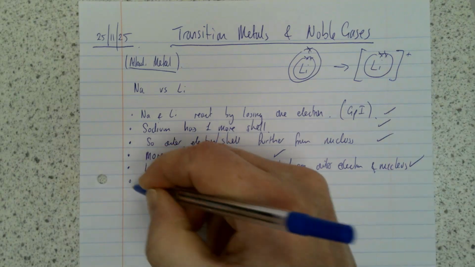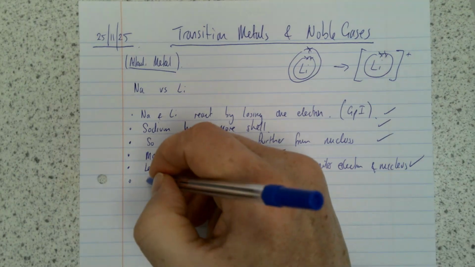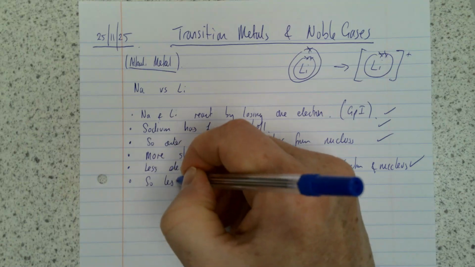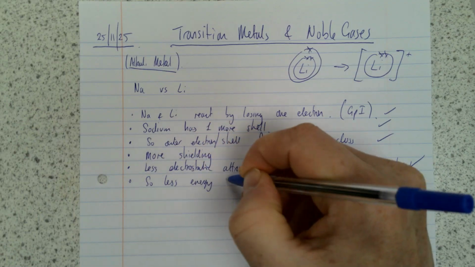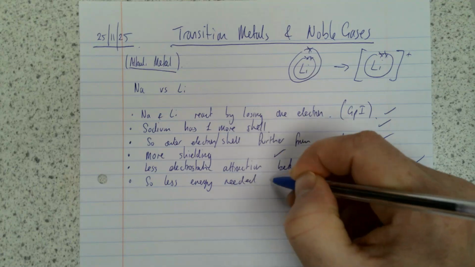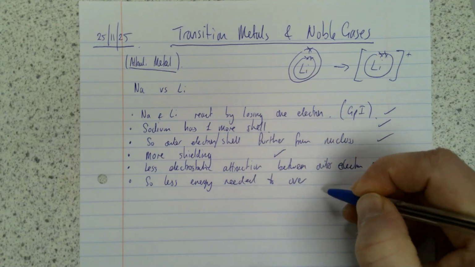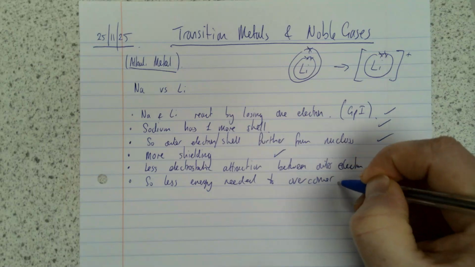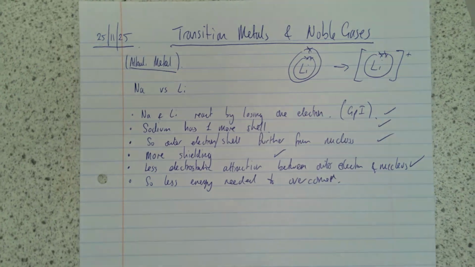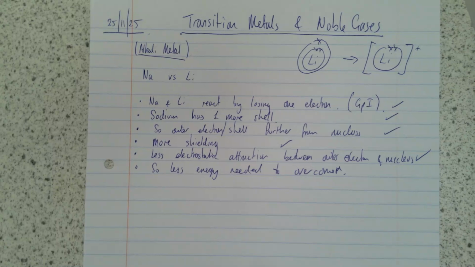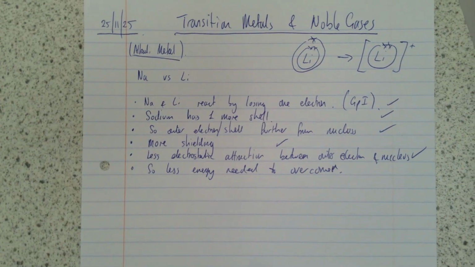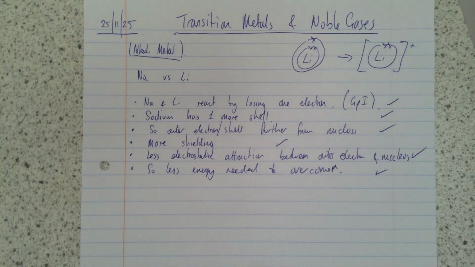And then the last point you certainly need, so less energy needed to overcome. And so that means it reacts faster. Right, so that electron is lost more easily for sodium, so you get a faster reaction. So there's quite a lot of points there. 1, 2, 3, 4, 5, 6. Show me with fingers how many points you've got, please, everyone.